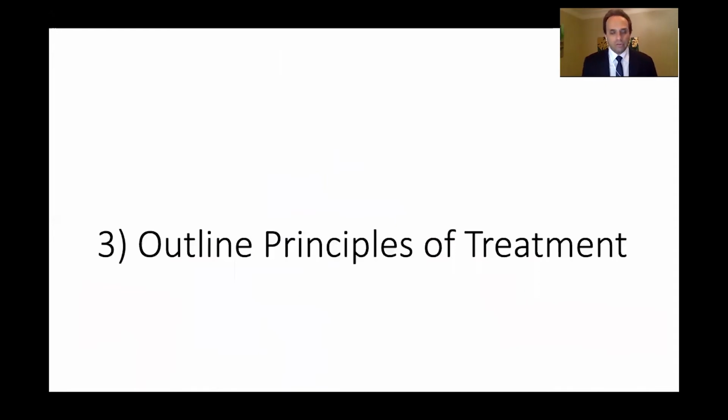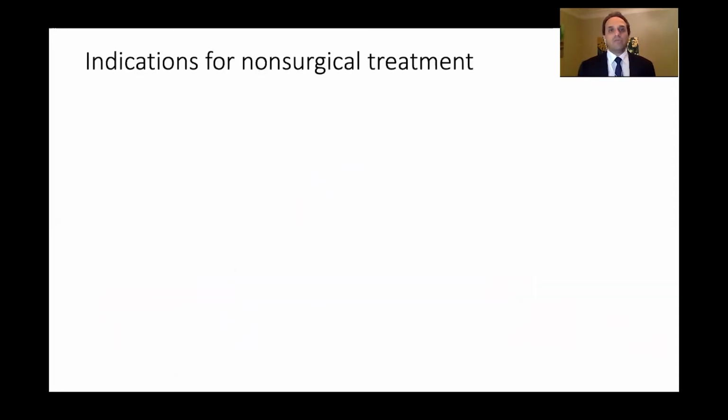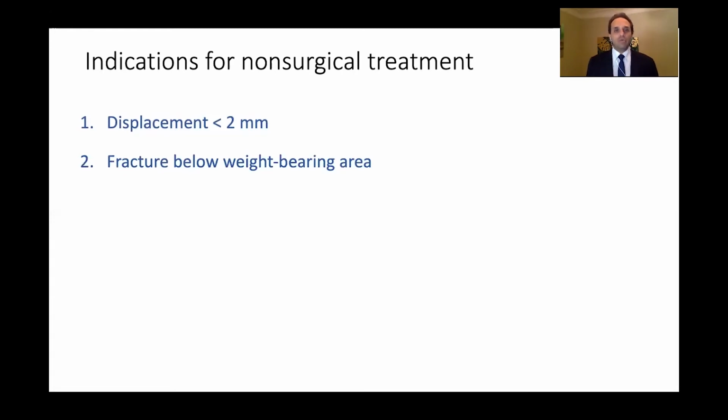Then we move to the 3rd point, which is outlining the principles of treatment. For acetabular fractures, we are going to treat it either conservatively or operatively. So let's start with the conservative. Who is indicated for non-surgical or conservative treatment? Fracture displaced less than 2 millimeters, then it's not worth operating. Fractures below the weight-bearing area, like the infratectal. A stable hip with a very, very small posterior fragment, or a dislocated hip that is reduced and does not redislocate on examination under anesthesia.